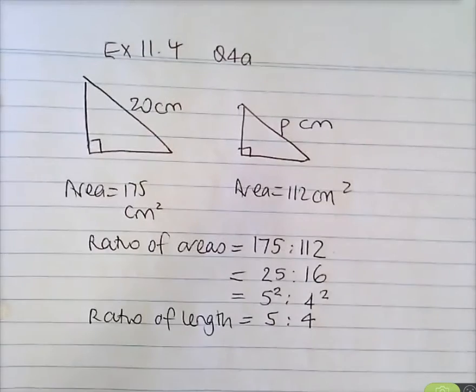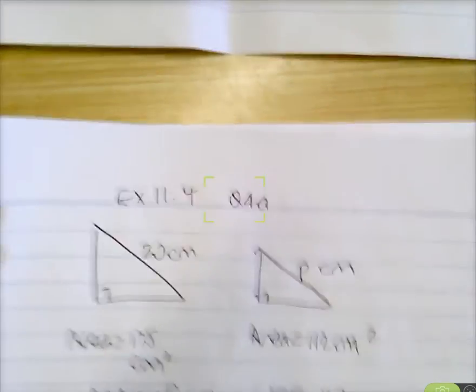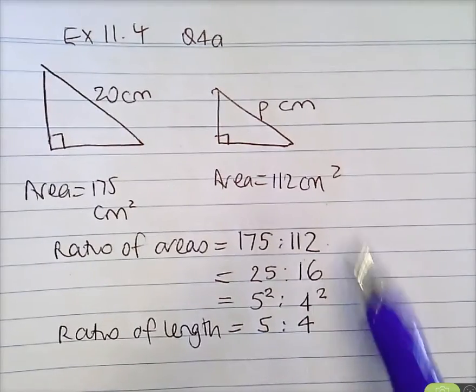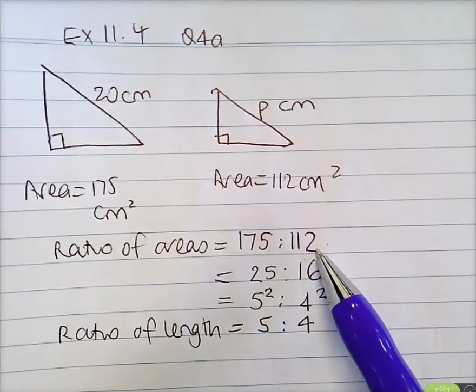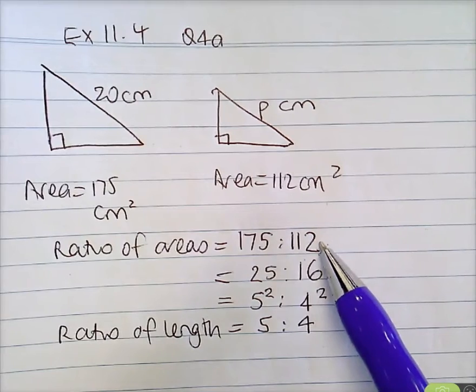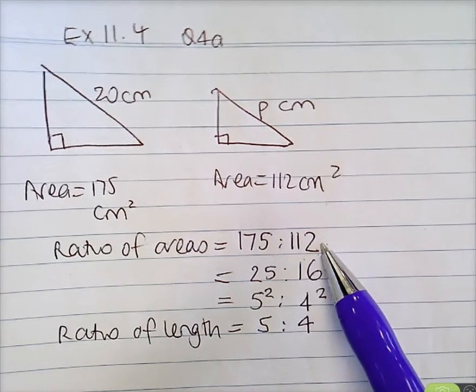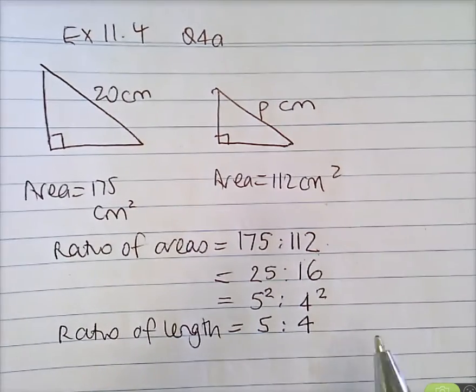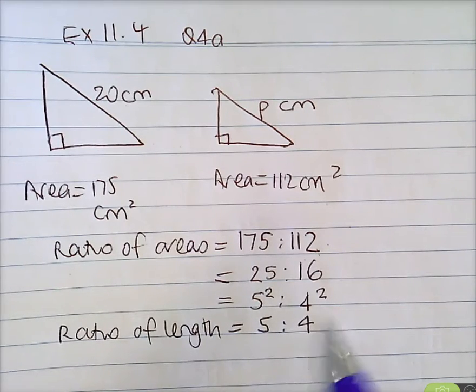Do you get it? So do you see why I simplified? Sorry, girls. Why I simplified the first ratio to 25 to 16 in the first place? Because 175 and 112 are not square numbers. You won't recognize them as square numbers. So you simplify the 175 to 112 on your calculator. You get 25 to 16. You then recognize those as square numbers, which are 5 squared is to 4 squared. So that's the ratio of the areas. Therefore, the ratio of the side lengths is 5 is to 4.